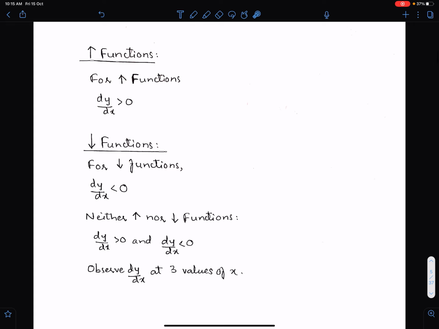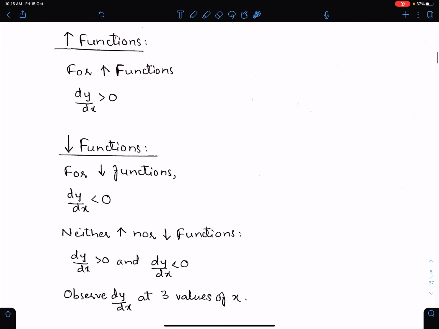Well, for increasing functions, gradient is always positive. If the question is show that the function is increasing, then you have to prove that gradient is positive. Or if they say given that the function is increasing, find the range of values of x, then use this. For decreasing functions, gradient is negative. This is in general.